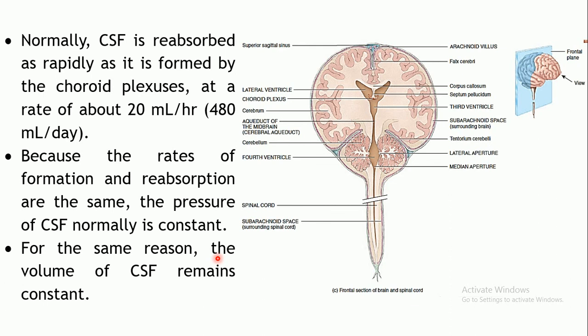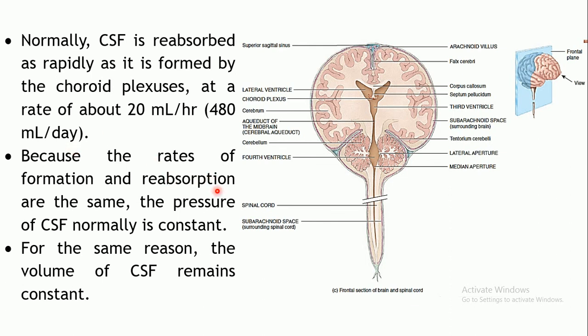Just like your lymph, remember your lymphatic system? It is formed by filtration of the blood, right? And ultimately it will return back to the blood. Similarly, CSF is also filtered from the blood and returned back to the blood. So the rate of reabsorption of the CSF is the same as that of formation of the CSF. It's about 20 ml per hour, that is 480 ml per day.